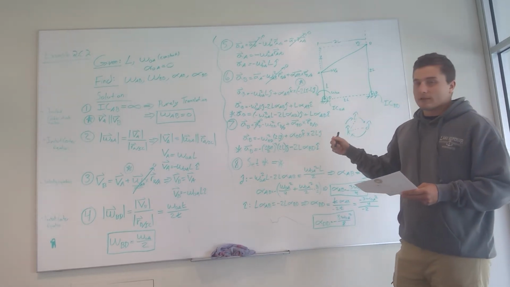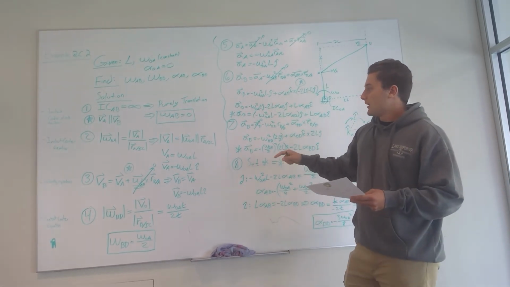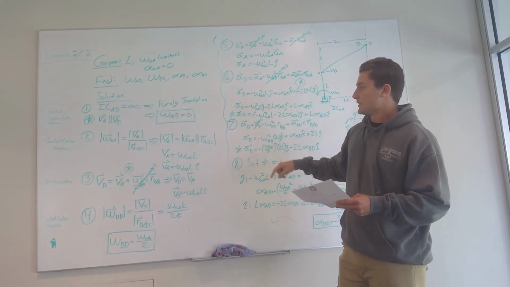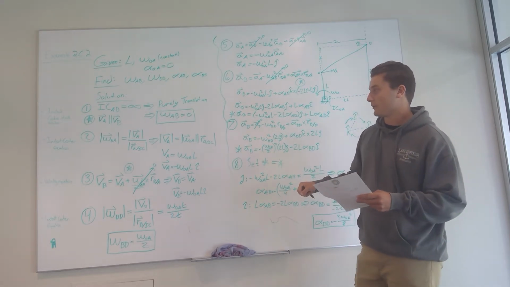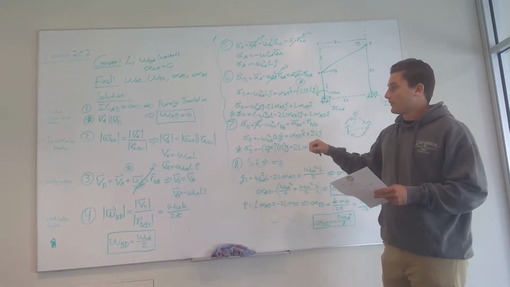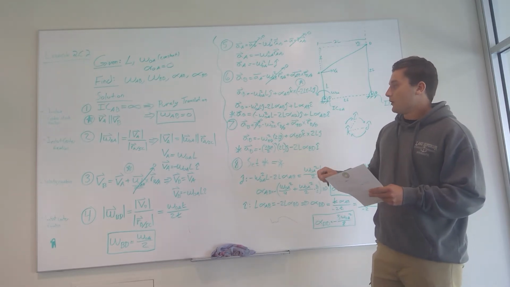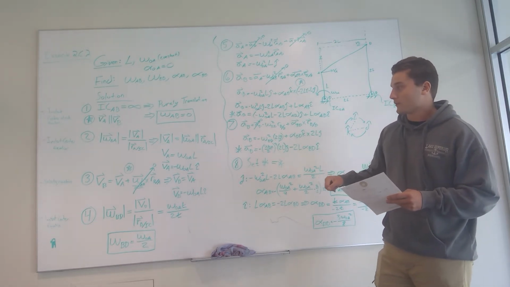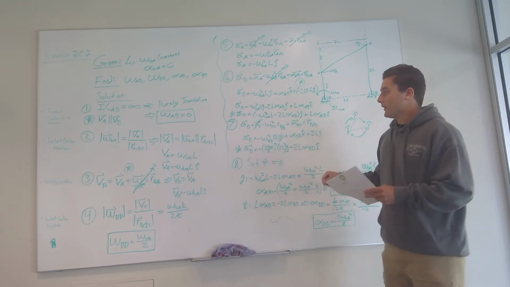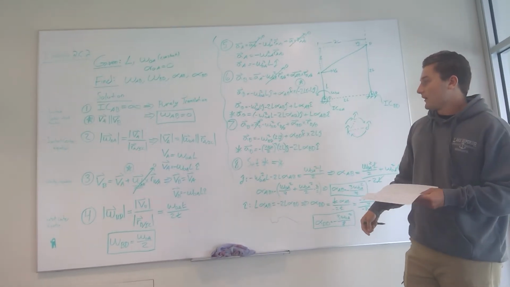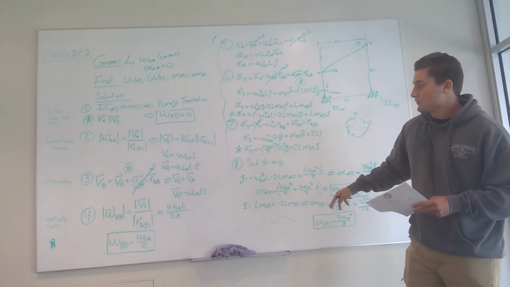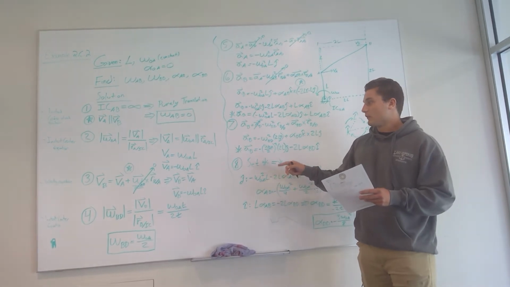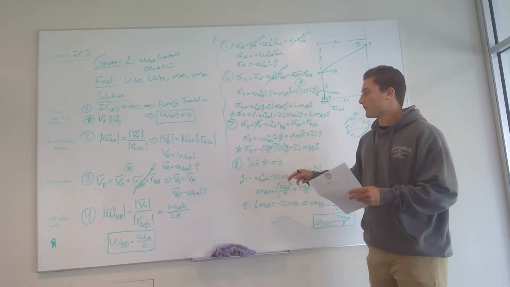Basically what we get is that the magnitude of the angular velocity is equal to the magnitude of the velocity at A over the magnitude of the position vector from the instant center to point A. And with that, we can find that the velocity at A is equal to the angular velocity of member OA times the length of that member.